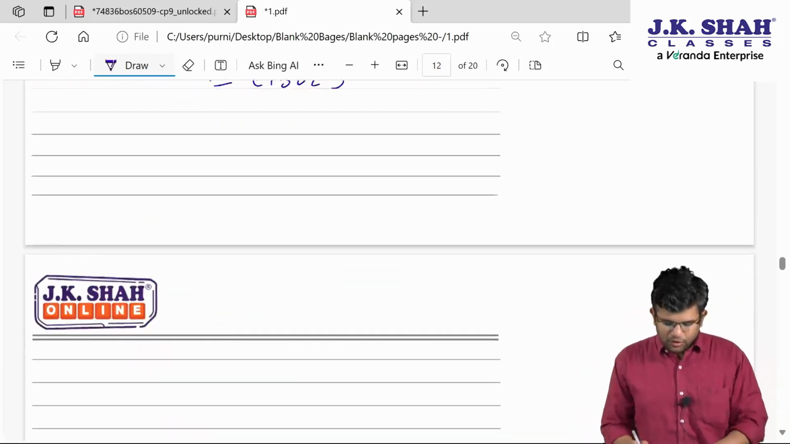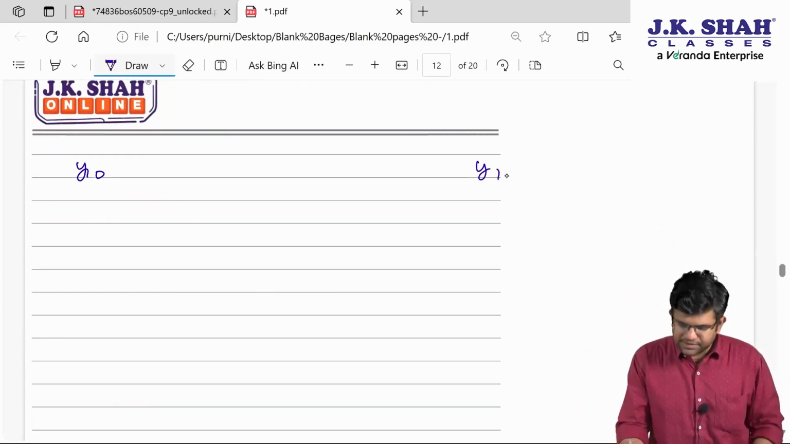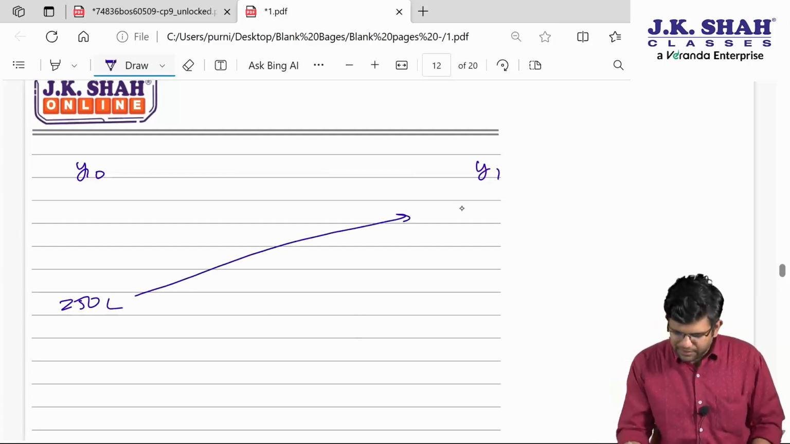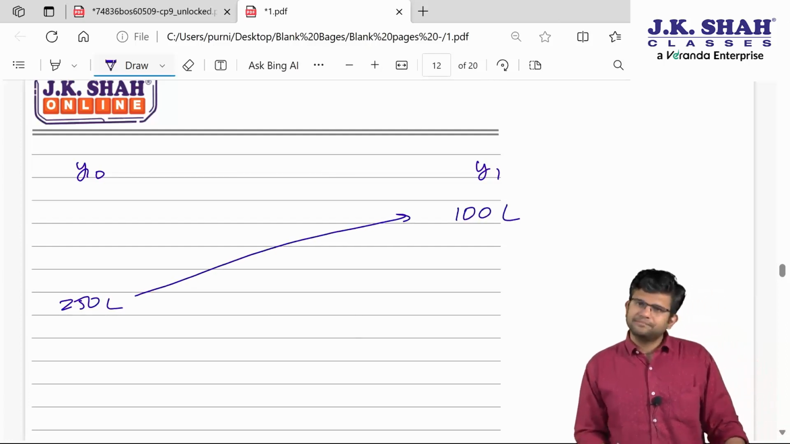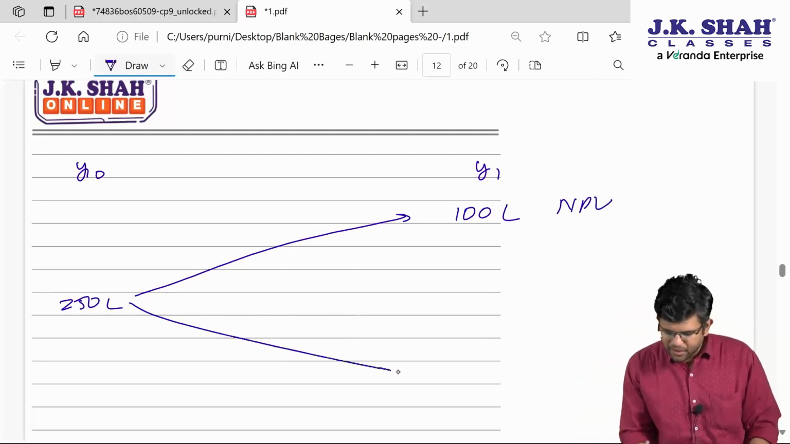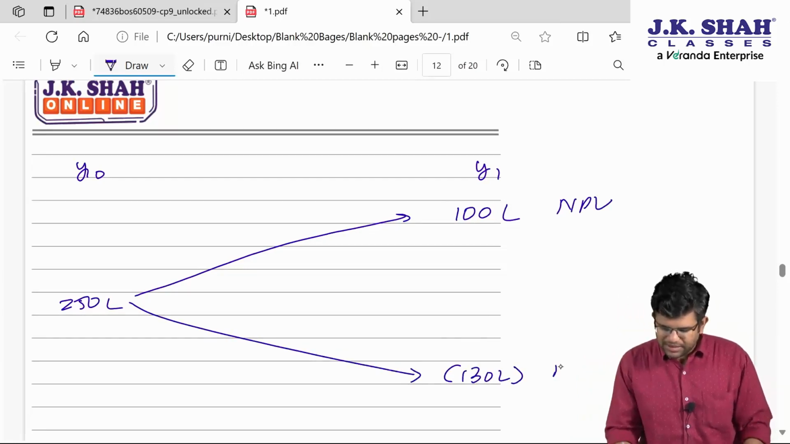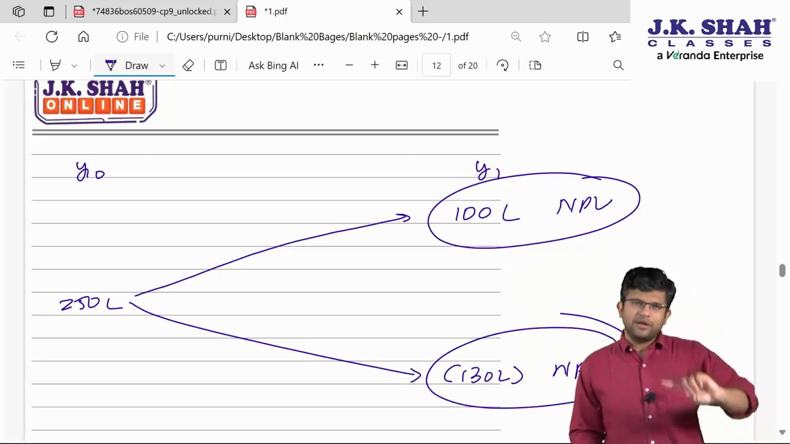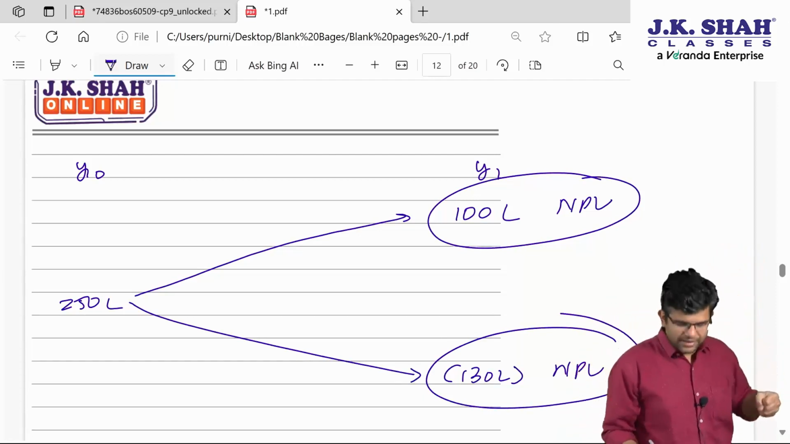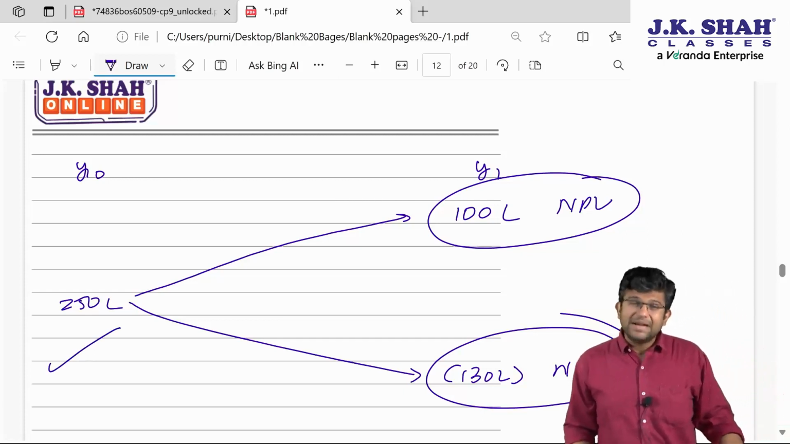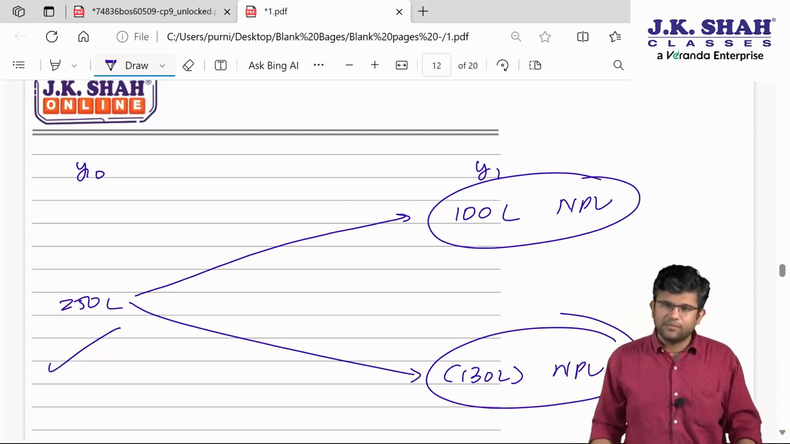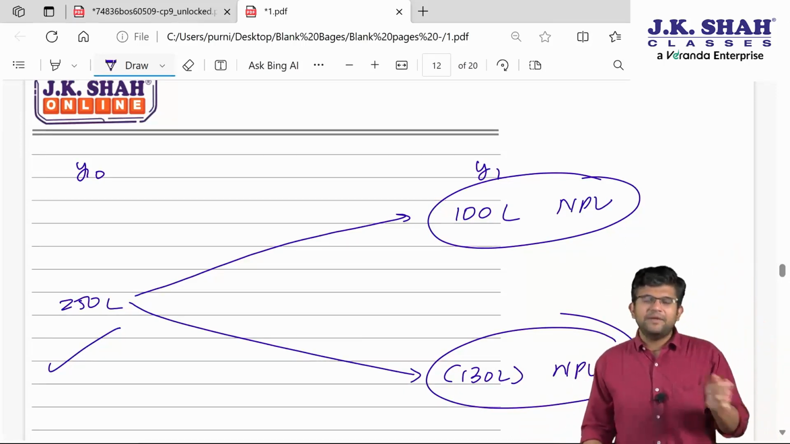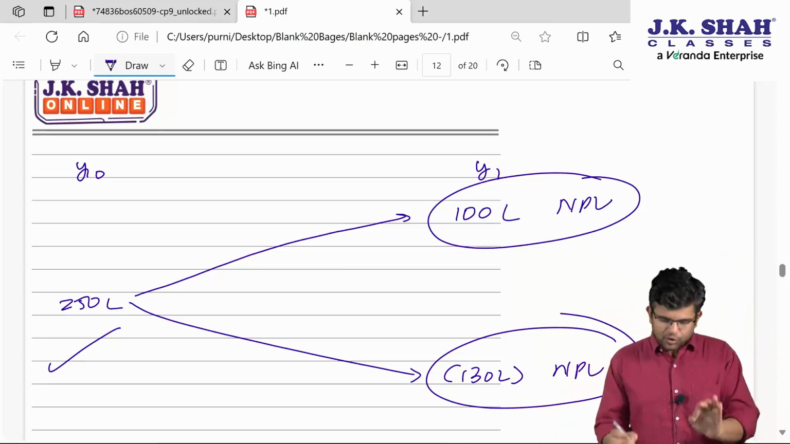I'll tell you how. See, do you realize this is year 0 and this is year 1. Today you have to invest 250 lakh. Do you agree? After 1 year, you could either get 100 lakh NPV, correct? Either get 100 lakh NPV or you could get negative 130 lakh NPV. So what we have to do is we simply need to calculate the weighted average of these two NPVs after 1 year and find the present value of it to know whether the present value of these future possible NPVs is positive. If it is positive, we'll go for it. Go for it means we will decide to start after 1 year. And if it is negative, we will say reject. Everyone ready? So let's see what happens.